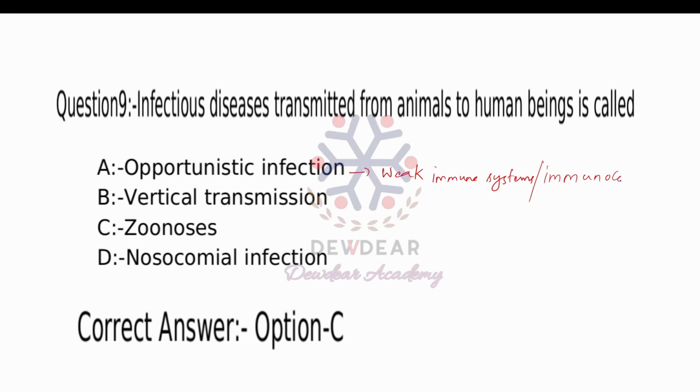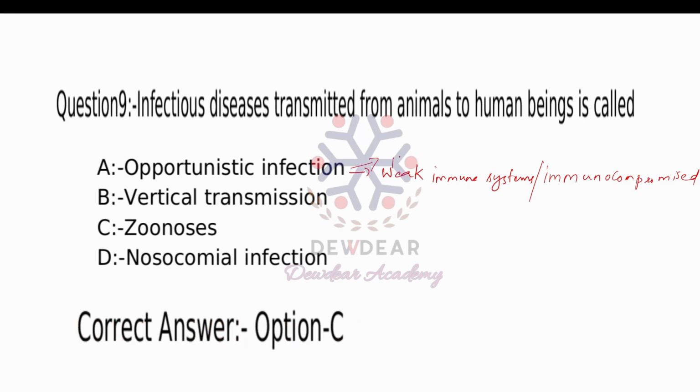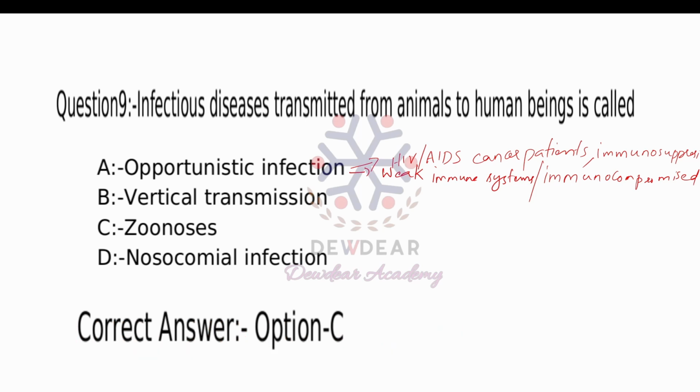And what are the different conditions which may cause opportunistic infection? The first one, people with HIV or AIDS are prone to get opportunistic infections. Cancer patients are also more prone to get these opportunistic infections, and also the people who are taking any immunosuppressive drugs. So that is regarding the opportunistic infection.